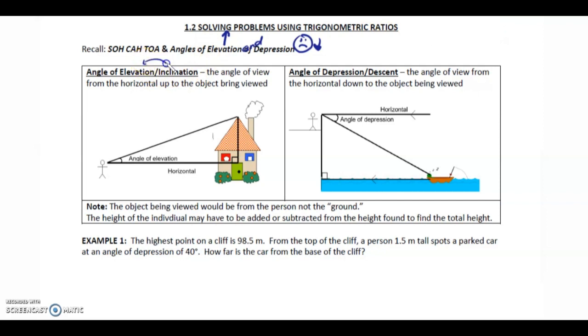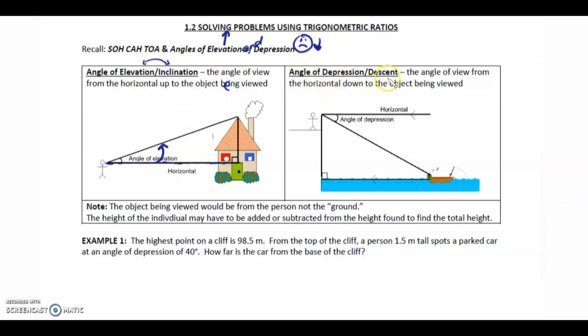You may see it written as both. I'll personally write probably elevation. You may also see questions that don't even have these words in them. So there's no trigger. You have to be able to read them and then understand what's actually going on in the question. Okay, so an angle of elevation is the angle of view from some horizontal. That's always going to be our reference, and it's going to be the angle up, from the horizontal up to the object being viewed.